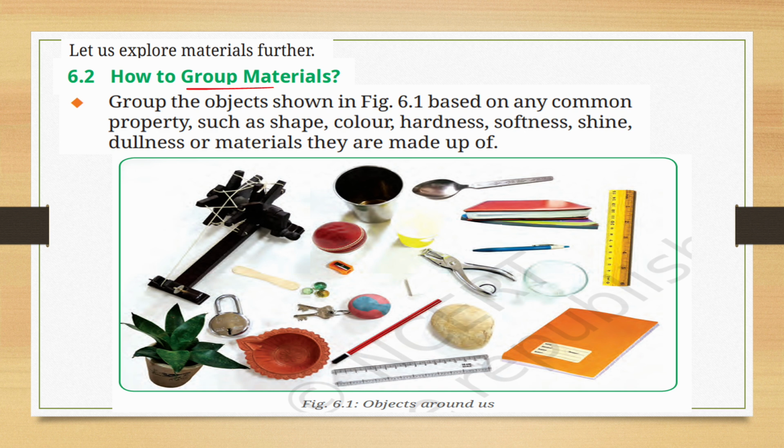How to group materials. Group the objects shown in figure 6.1 based on any common property such as shape, color, hardness, softness, shine, dullness or materials they are made up of. See this picture. You have been given some objects. You have to group them based on any common property.